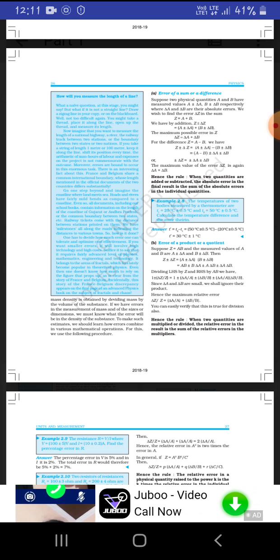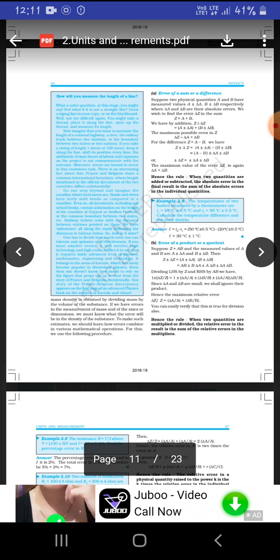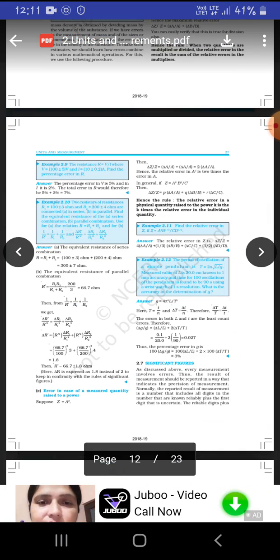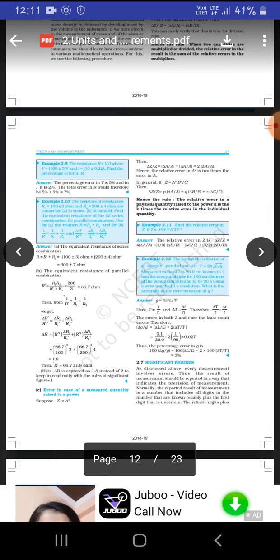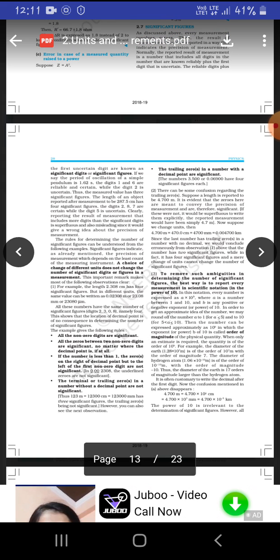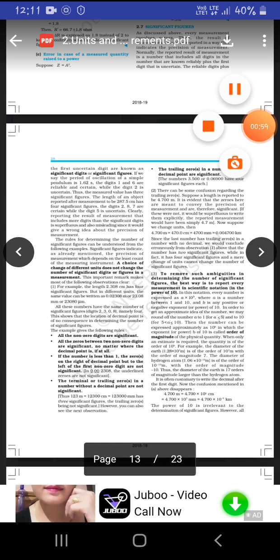Like that only, error of a product or a quotient, we will get a quotient here. So here we will divide delta a by a and delta b by b. We divide the value they have given for a by a, and the value they have given for b we divide with b only. Next, significant figures, that is, the reliable digits plus the first uncertain digit are known as the significant digits or significant figures.